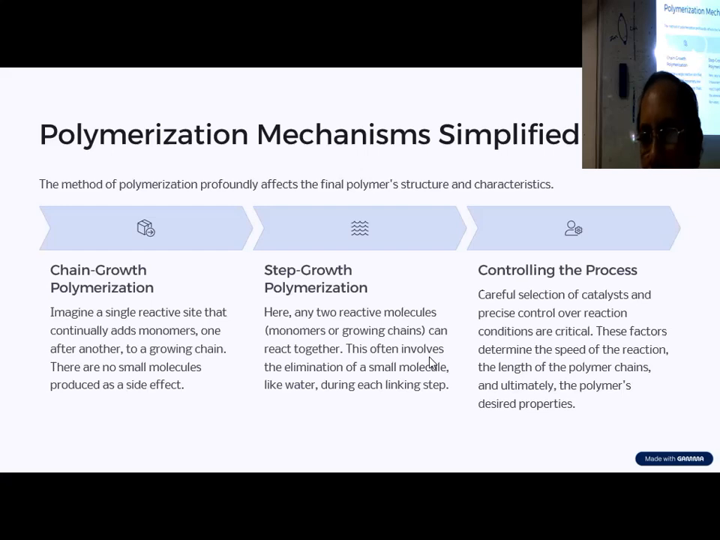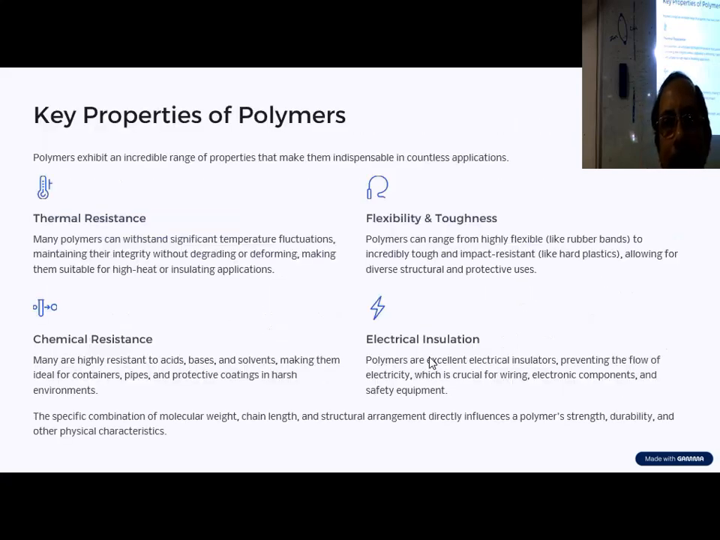So, chain growth, step growth, and controlling the process. Chain growth cannot be controlled so easily because it is a very fast reaction and fast things are difficult to control. And step growth, as it is happening slowly, is easier to control. But still, we can have a control, different type of control there.